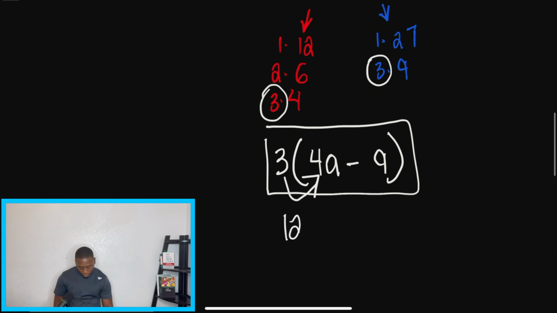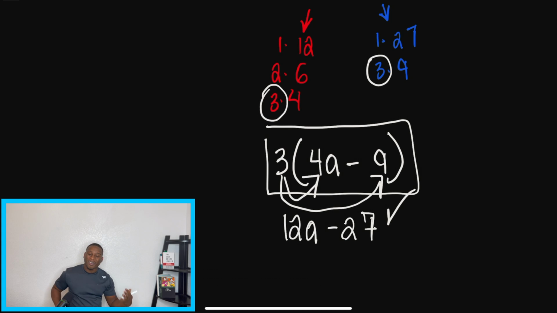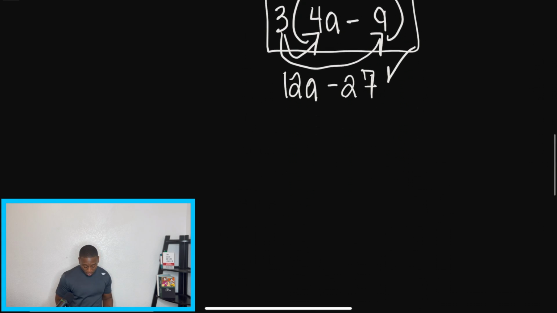And this is what I mean. Once we multiply 3 and 4a, we're going to get 12a. And once we multiply 3 and negative 9, we're going to get negative 27, which is our original problem. So just understand, factoring the GCF, guys, we're basically just simplifying. We're just dividing, okay? So let's go on to another example so you guys can see exactly what I mean.